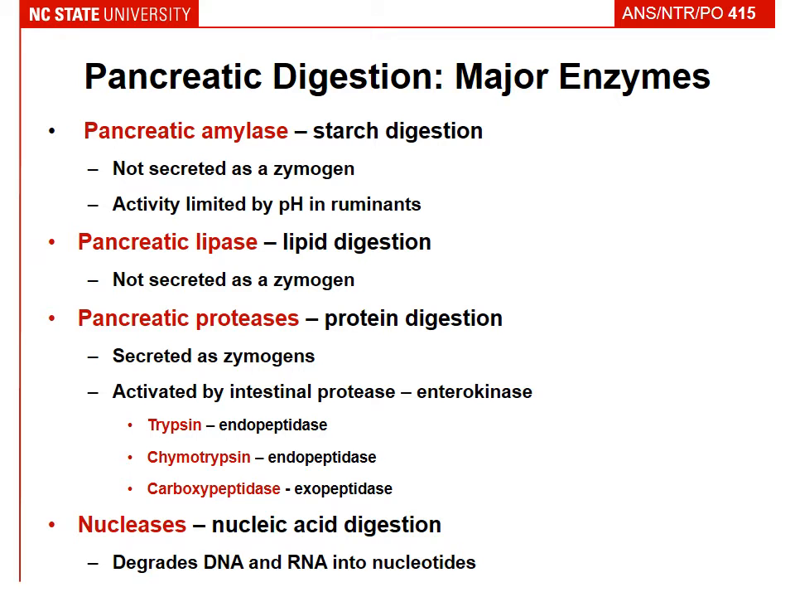We also have nucleases, and these are involved in nucleic acid digestion. All cells have DNA and RNA, and we need to utilize those resources. So we have nucleases that are breaking down the DNA and RNA within the cells that we're digesting, so then we can absorb those free nucleic acids and utilize them to synthesize our own DNA and RNA.